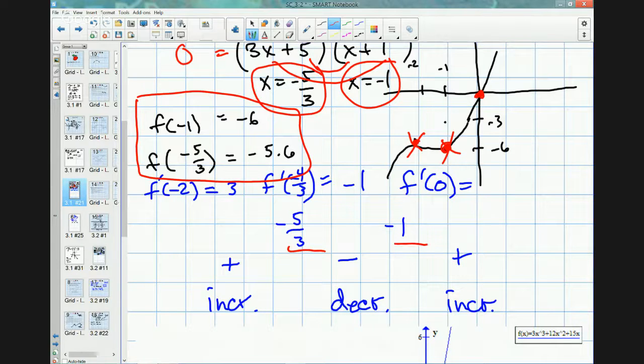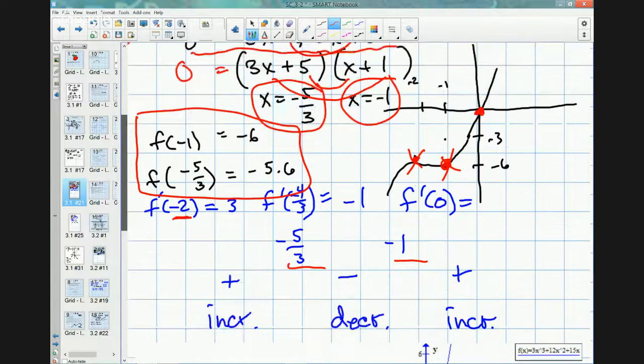So what happens when we're to the left of -1 2/3? I chose -2 for that, something lower than -1 2/3. And when you do f prime at -2, let's see, you can't see the derivative.